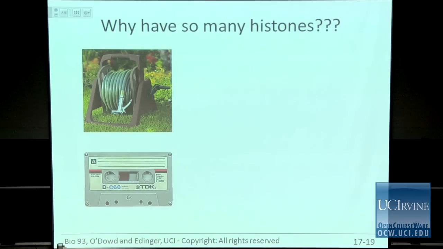Now, when we humans have a long piece of something that we want to keep organized and not get tangled, we do something like this. We put it on a spool. This could be a spool of thread or a hose. Mine doesn't look like this, but I wish it did. This is a cassette tape, something that I had to use when I was in high school to store my music. It was very frustrating.